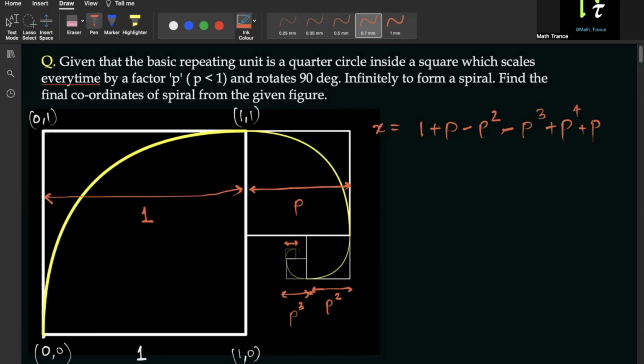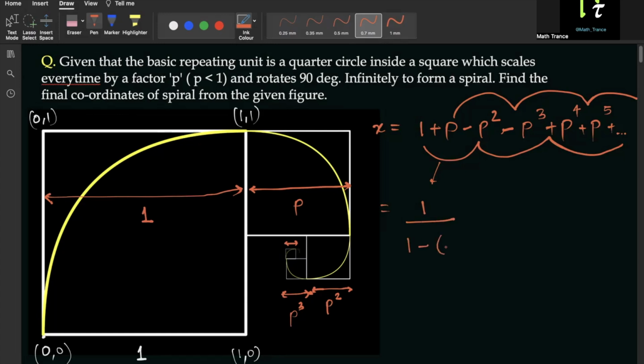Next one will also add. Now you can see 2 units are adding and 2 units are subtracting. And this is an infinite series. Okay. So now I'm going to club these terms and I'm going to club these terms. So when you club this term, this is an infinite GP as p is less than 1. First term is 1 and the common ratio is minus p square.